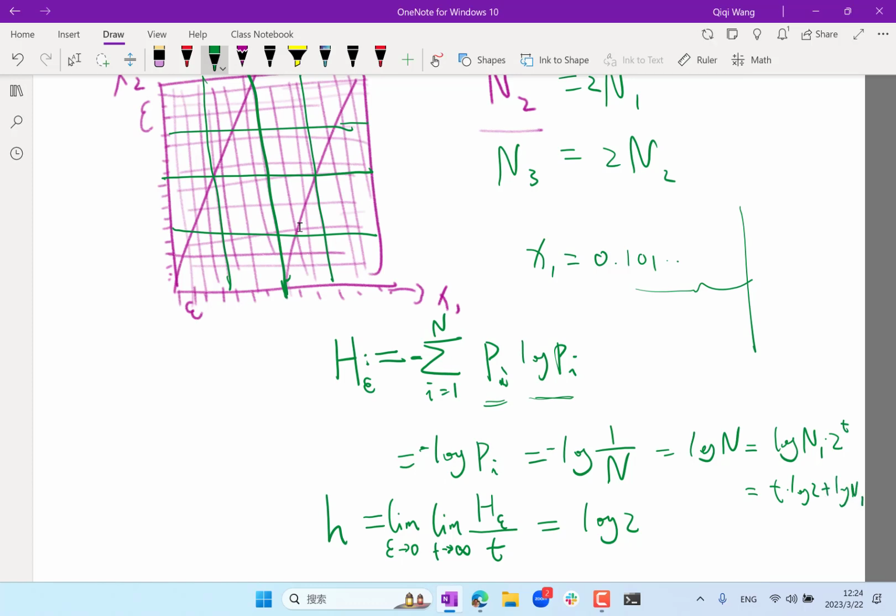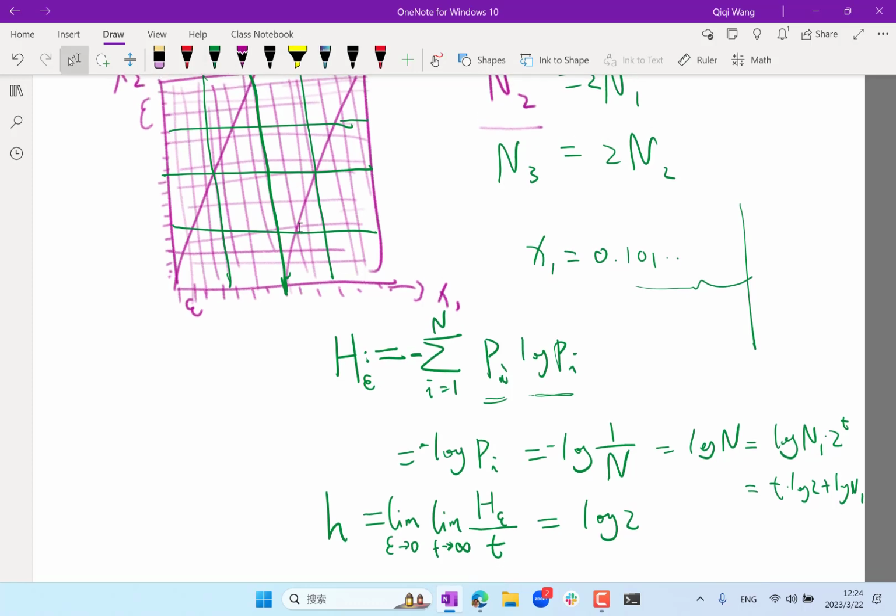If you divide this by t, the second part is not important anymore, and only the rate of increase as t increases would matter if you take t goes to infinity. That's why I'm saying the purpose of taking t goes to infinity is looking at the rate of increase, as opposed to how much information we have just by observing one snapshot. It's basically the rate of information being generated over more and more iterations.